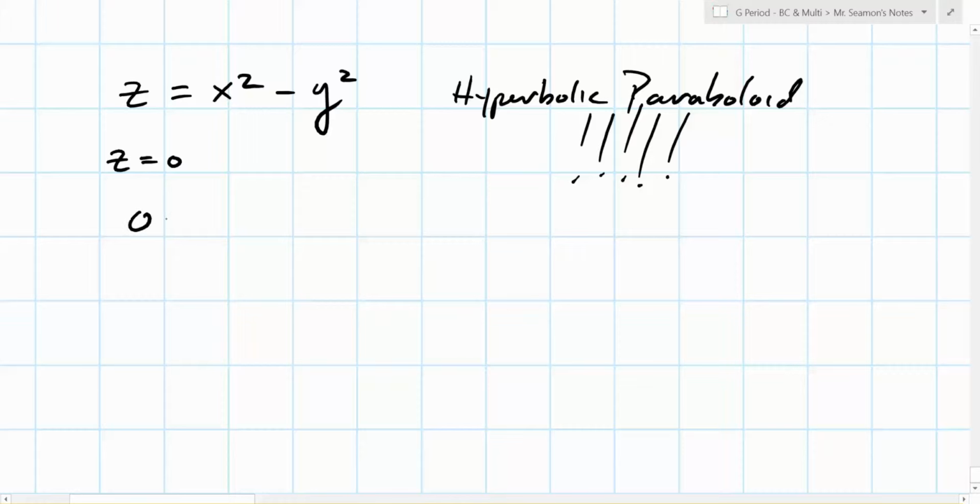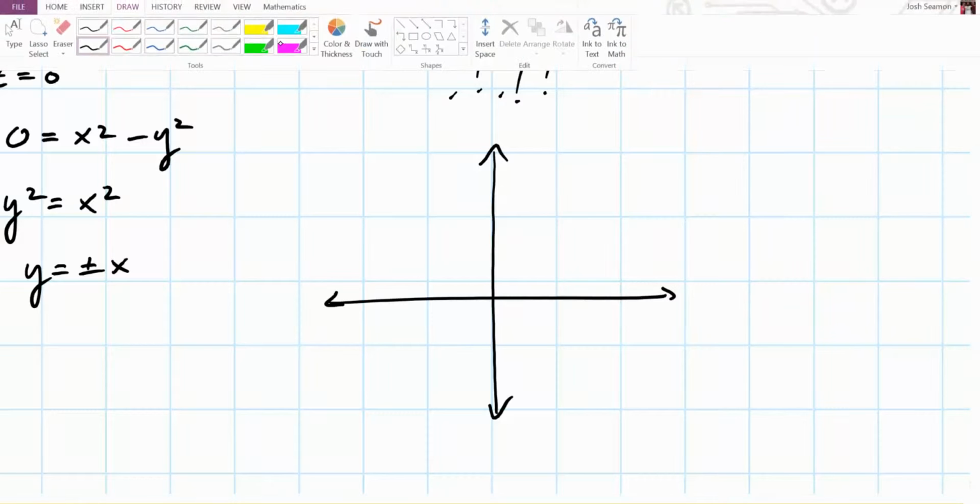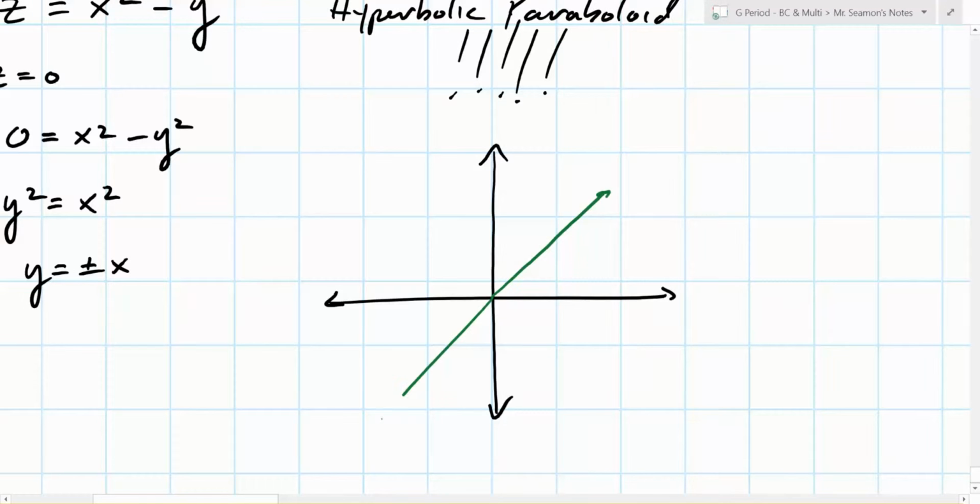What does that mean? 0 equals x squared minus y squared. So that means that y squared is equal to x squared. What does that look like? Be super careful. What do you have to do to both sides if you want to isolate y? Square root. So what does y equal? Plus or minus x. Careful. So you have two paths where the height is 0. And what are those paths? Well, they're right like this and like this. So this is where z is 0 and z is 0.